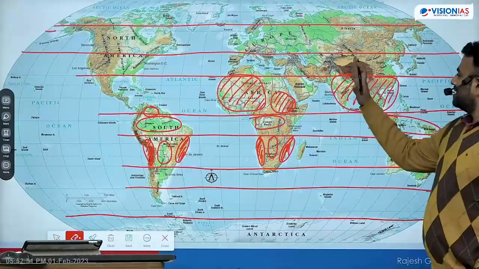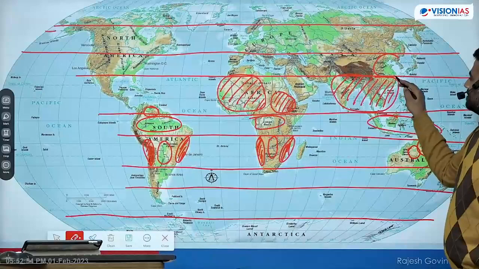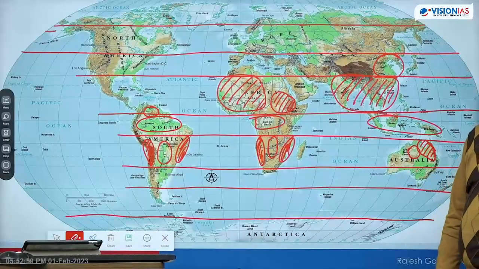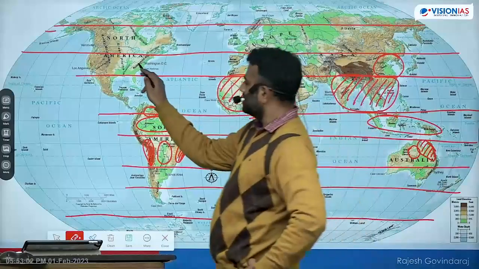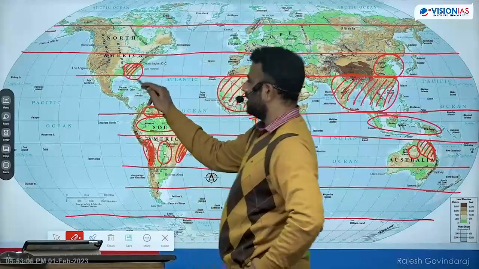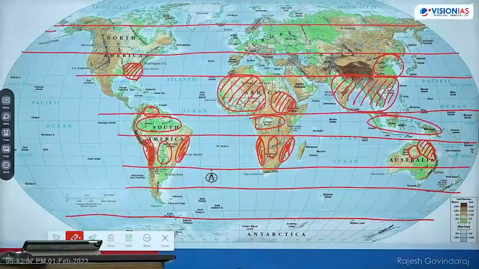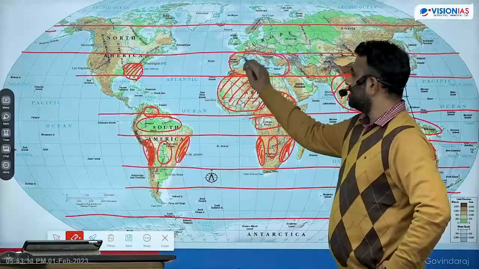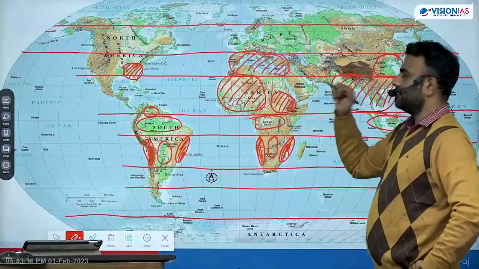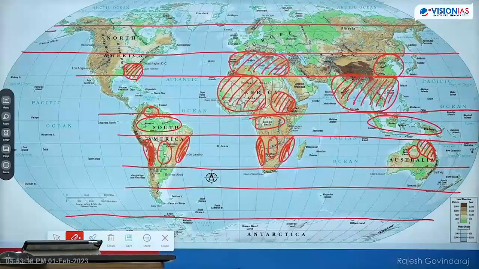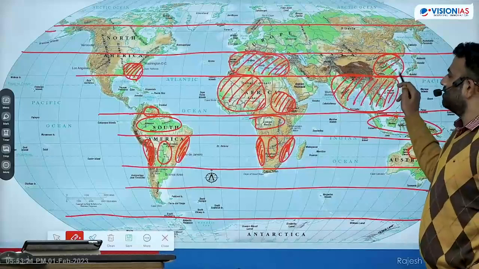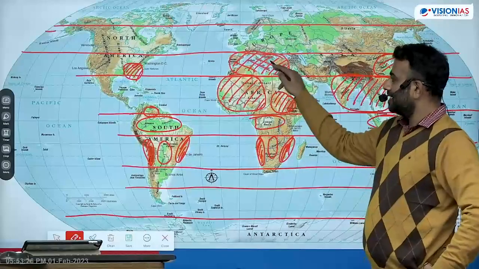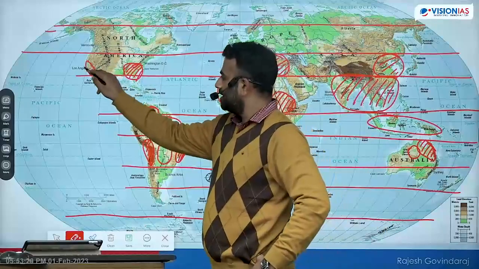Cool temperate eastern margin is predominant in China. It is called China type of climate. The same type of cool temperate eastern margin is also present here. This is also China type of climate. Cool temperate western margin is present along the Mediterranean region. It is called Mediterranean type of climate. Sorry, warm temperate. Warm temperate eastern margin is China type. This is also China type. Warm temperate western margin is Mediterranean type. यहाँ पर भी होता है Mediterranean type.